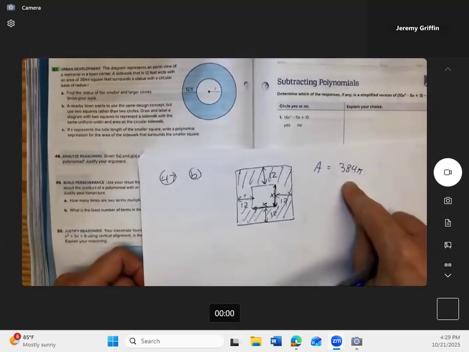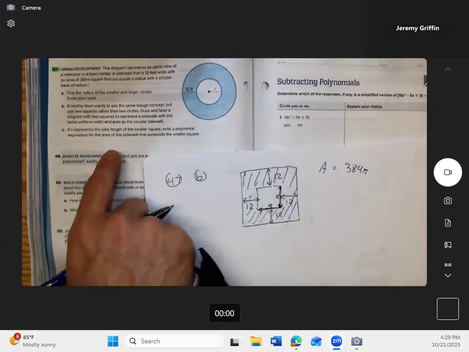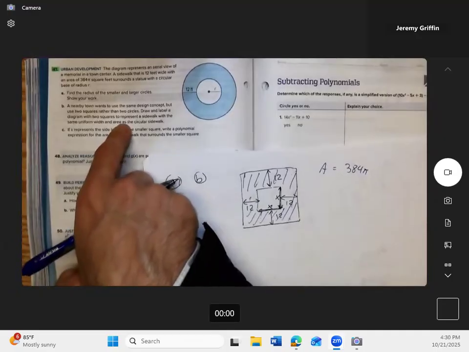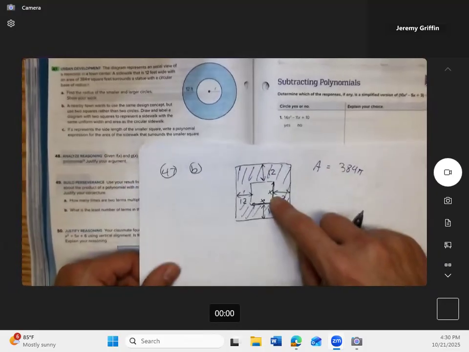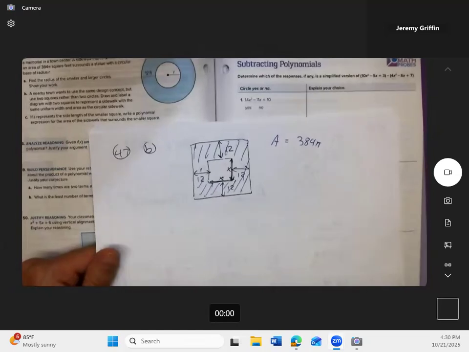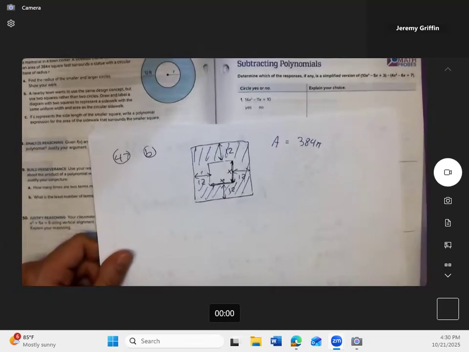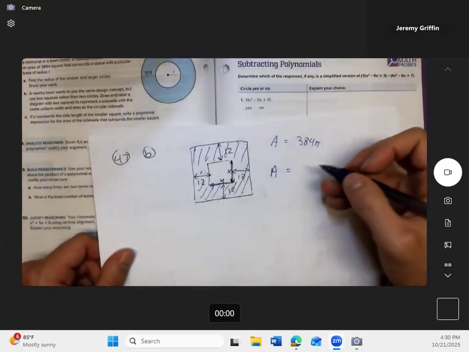I bet we can solve for x. Is that what it asks? Represent, draw, and label. Well, we'll do as far as we can. Let's try to solve for x. I think that's a good way to go, instead of writing a polynomial and so on. So I think this area would be the large square minus the small square.